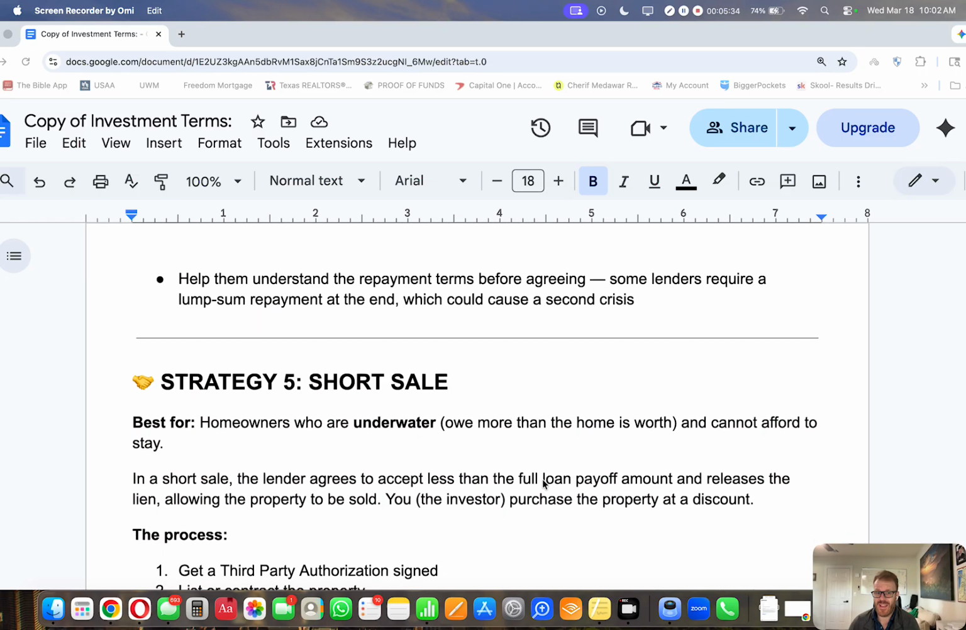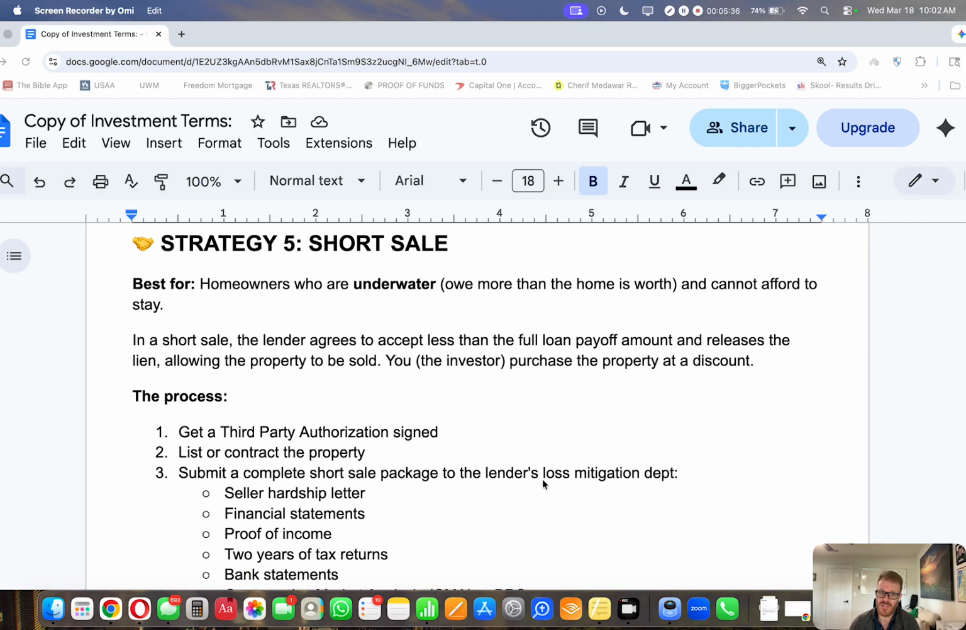A short sale. Now, a short sale does impact the credit, not nearly as bad as a foreclosure. And so this will happen when a homeowner owes more to the lender than what the home is actually worth, and they cannot afford to stay.